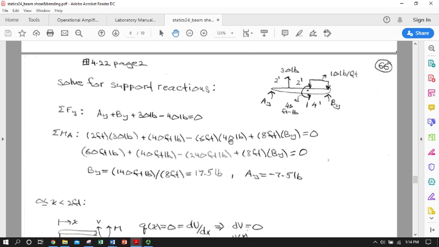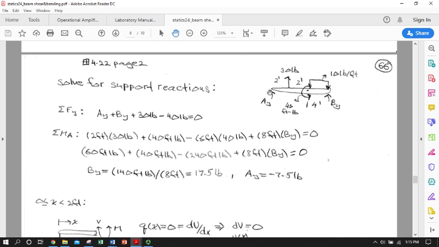at 6 feet times 40 pounds, which is what it was, and then somewhere in here we should have a 40-pound applied moment right here. So we sum that to 0 and we can solve for B sub y and then plug that back into here and get A sub y. So we have a negative 7.5 pounds being applied by that leftmost hinge.